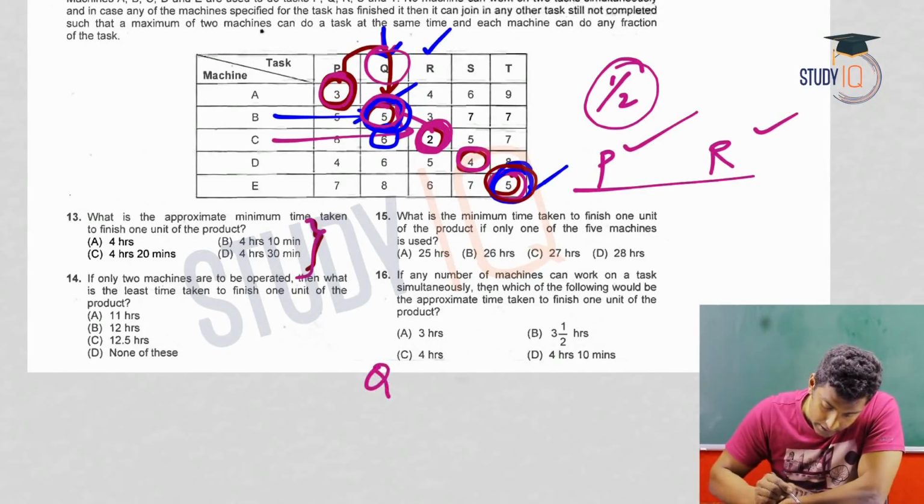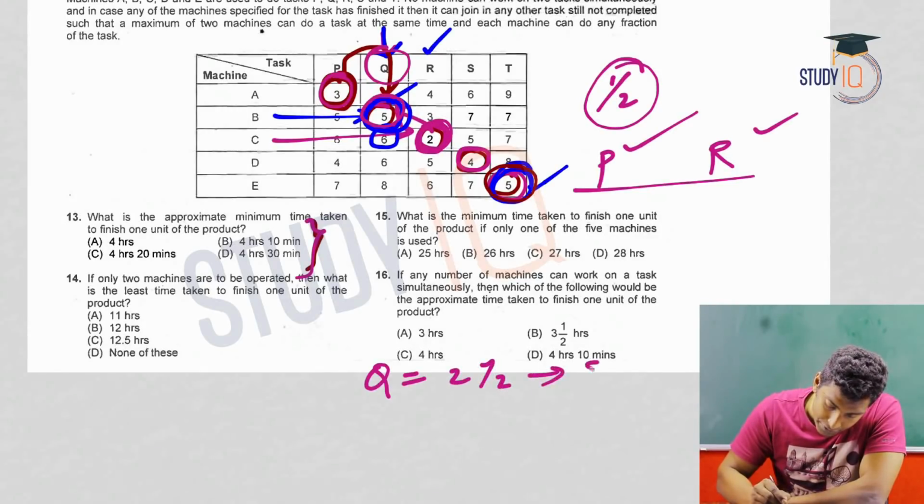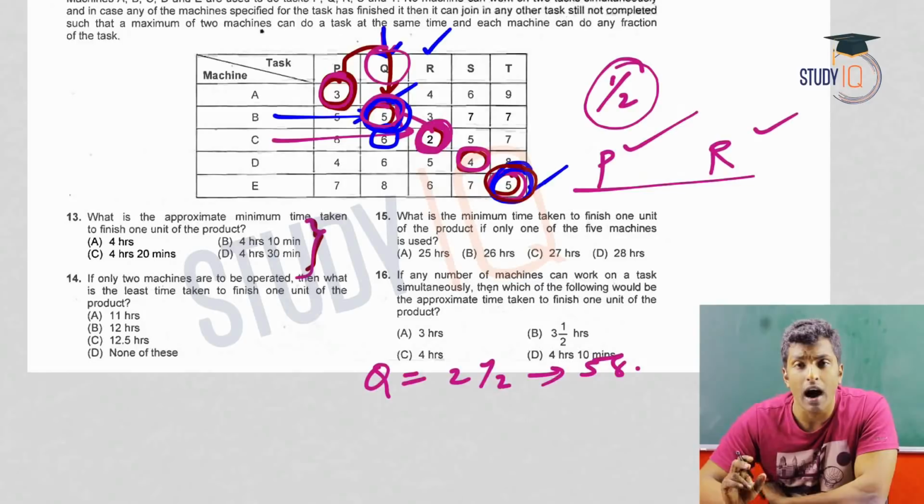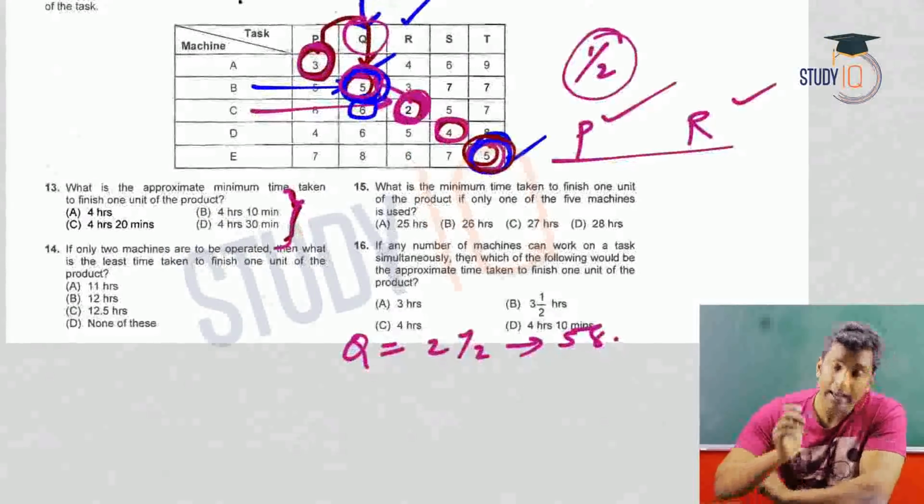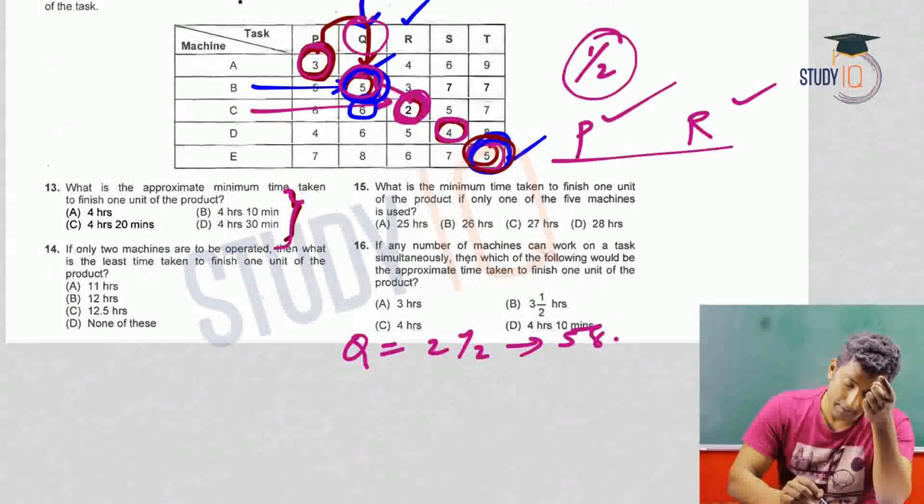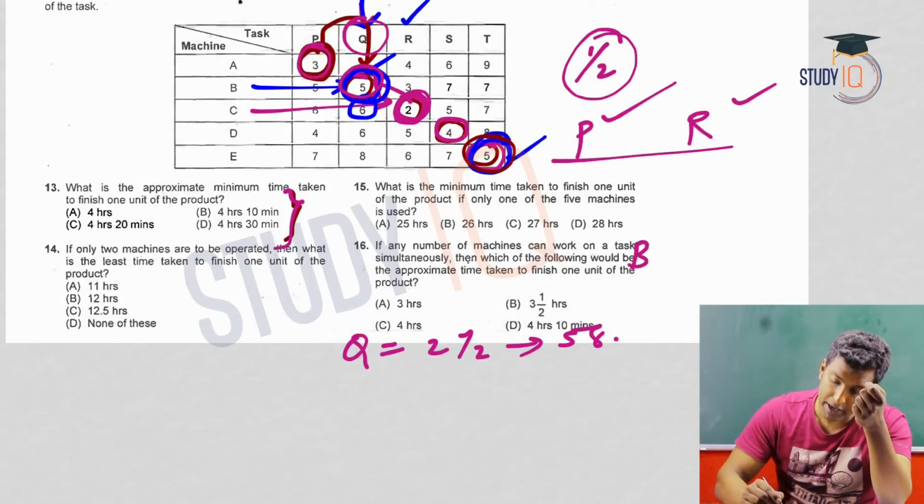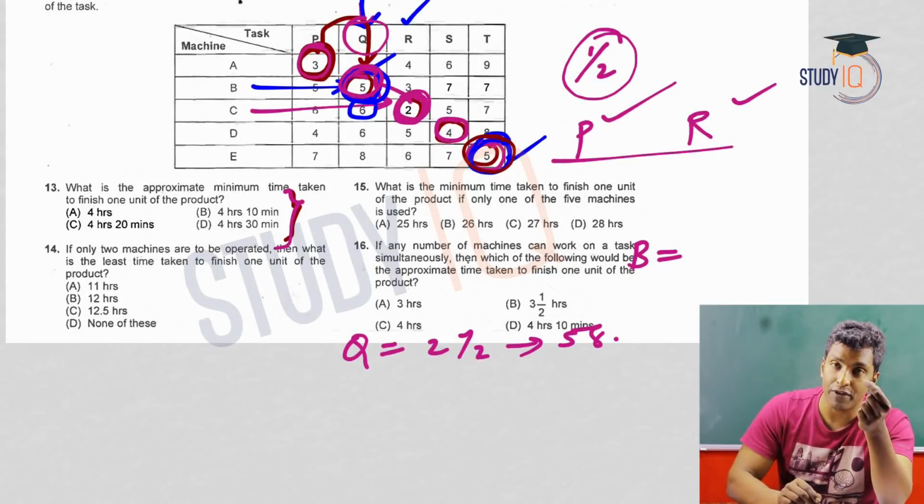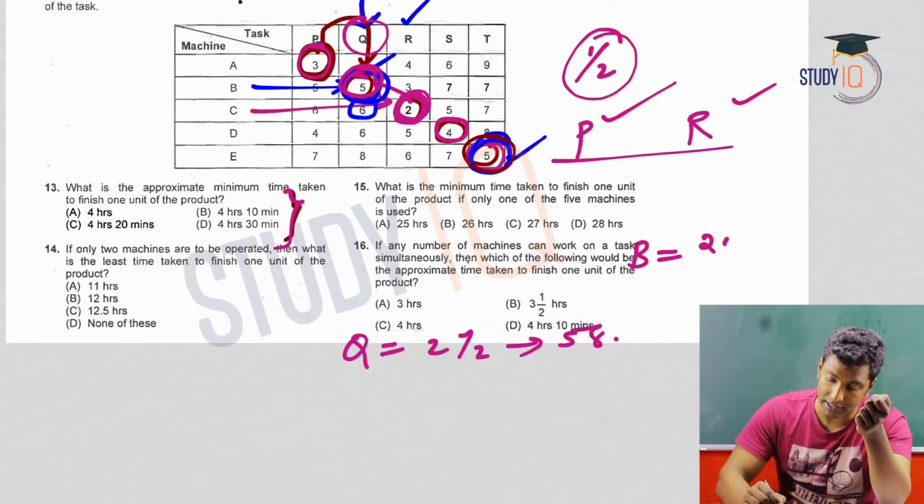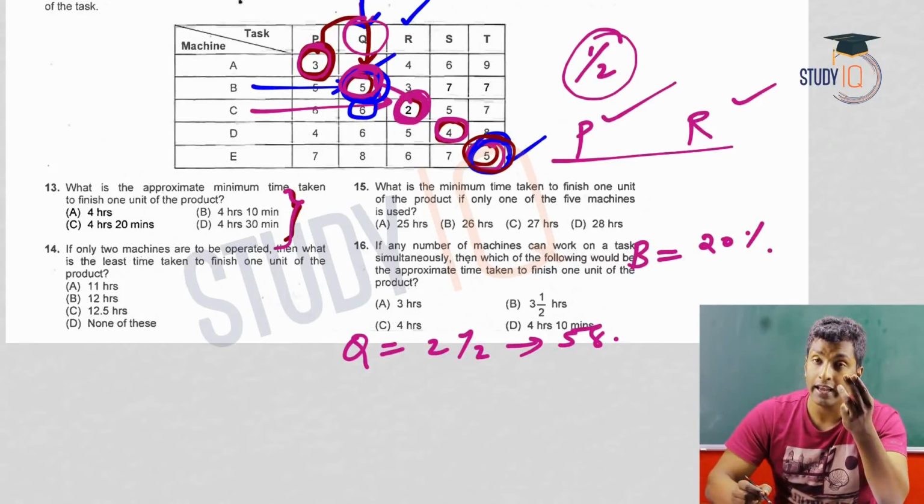In case of this task Q, in 2.5 hours, how much is completed? We have seen 58 point something is completed. How 58 point something? Because in 2.5 hours, see, B will do how much? B can do the work in 5 hours, right? So in 1 hour, 20%. In 2 hours, 40%. In 2.5 hours, 50% is done by B.